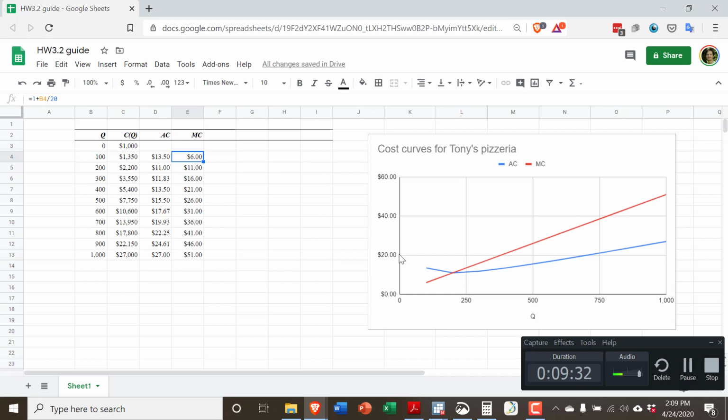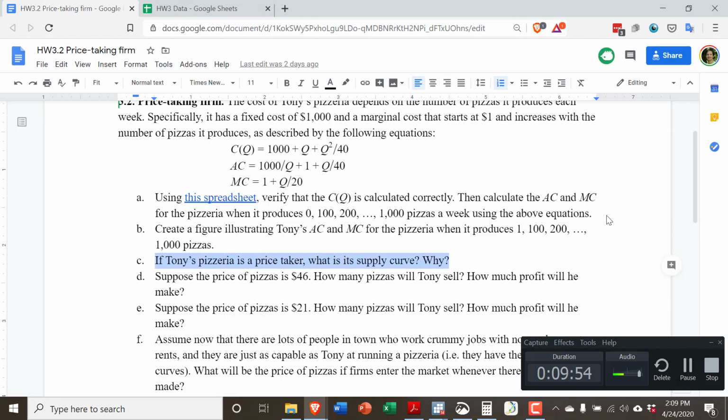When the price of pizzas in the market is low, say, $10 or something like that, then he's not going to produce very many pizzas, because he'll only produce those pizzas where his marginal cost is less than $10. If the price increases to, say, $40, he'll want to produce all these pizzas where his marginal cost is less than the $40. So his marginal cost curve is his supply curve.